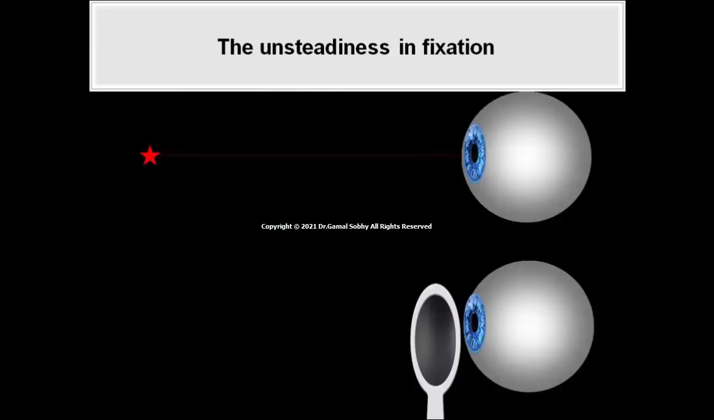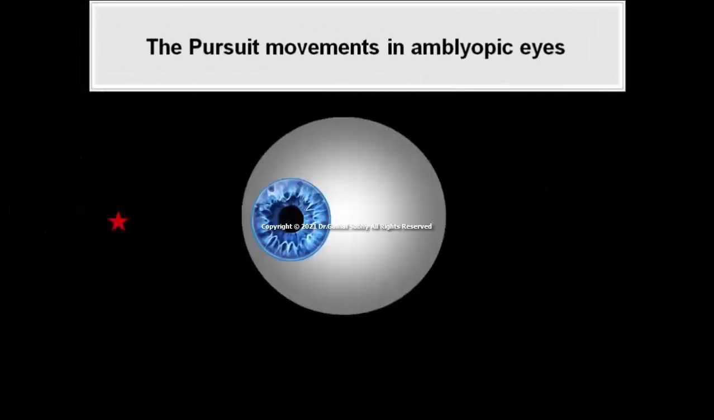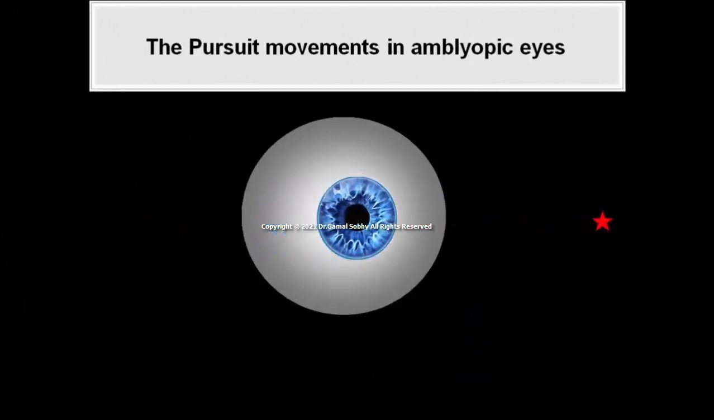The unsteadiness in fixation is vastly exaggerated in amblyopia. The increased tendency of amblyopic eyes to drift while fixating a stationary visual target was also recorded. It is also confirmed that the pursuit movements in amblyopic eyes are irregular and jerky.